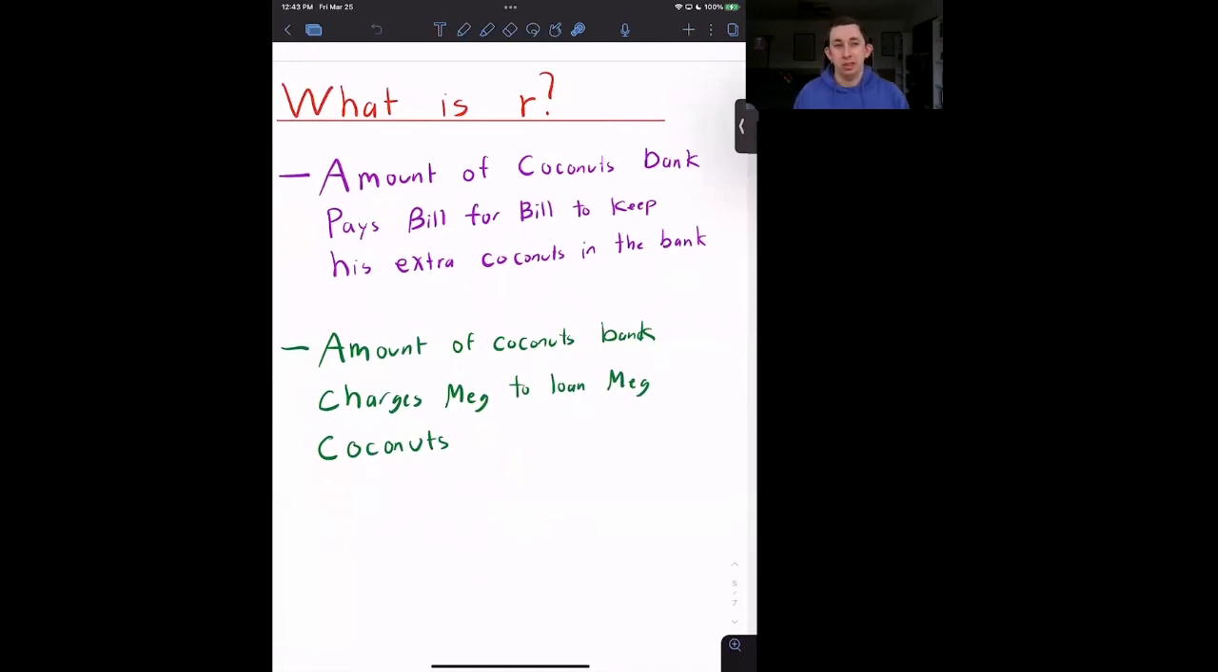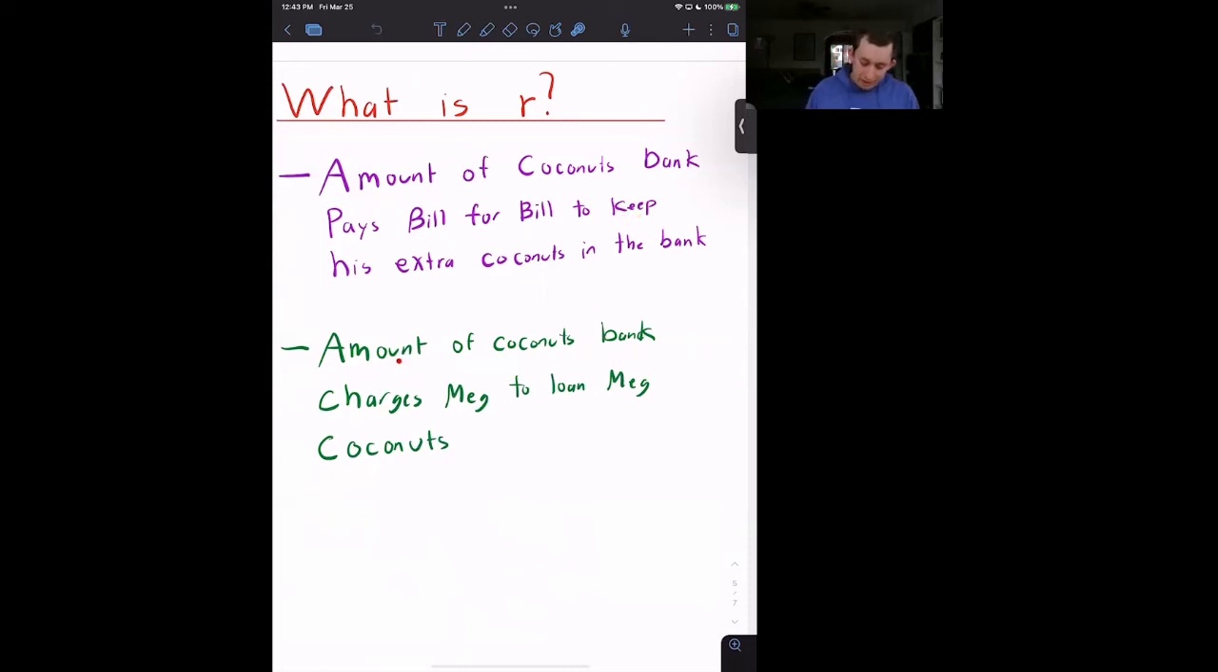Now, when we think about interest rate, you might be thinking of your bank account, and every month they pay you a tiny bit of money for you to keep money in the bank. That's exactly what Bill is facing. So the real interest rate for Bill is the amount of coconuts that the bank is paying Bill for keeping his extra coconuts in the bank. It's like, hey, Bill, we want you to put your extra coconuts in the bank and not bury them in your backyard. In order to get you to put them in the bank and not in a hole in your backyard, we need to pay you a little bit. And that little bit we're going to pay you is the real interest rate.